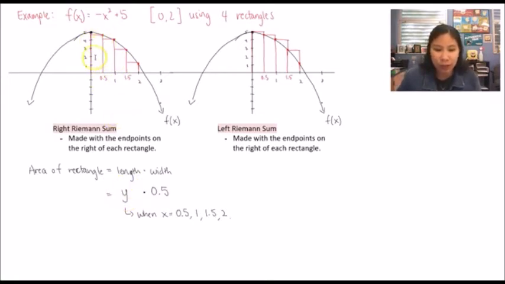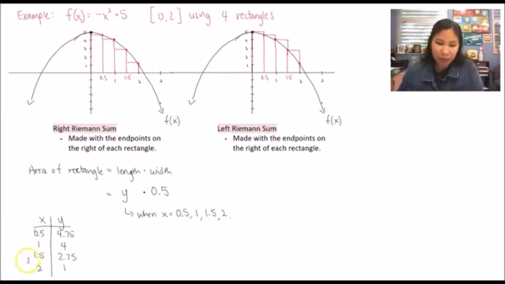So like this first rectangle, the y value is going to occur when x equals 0.5. Then for the second rectangle, the y value is going to be when x equals 1, x equals 1.5, x equals 2. So if we know the equation and we know what x values we're using, we can just plug them in to find the y value at each of those locations.